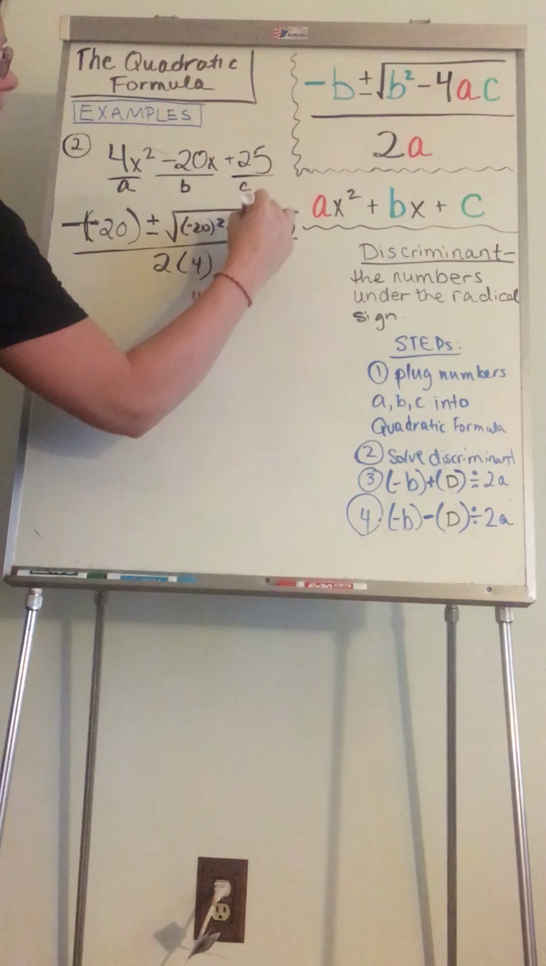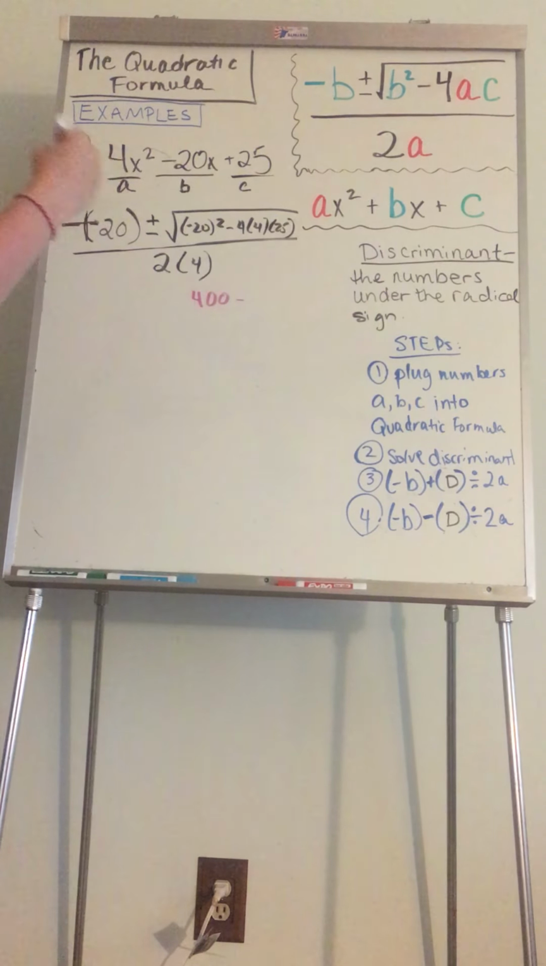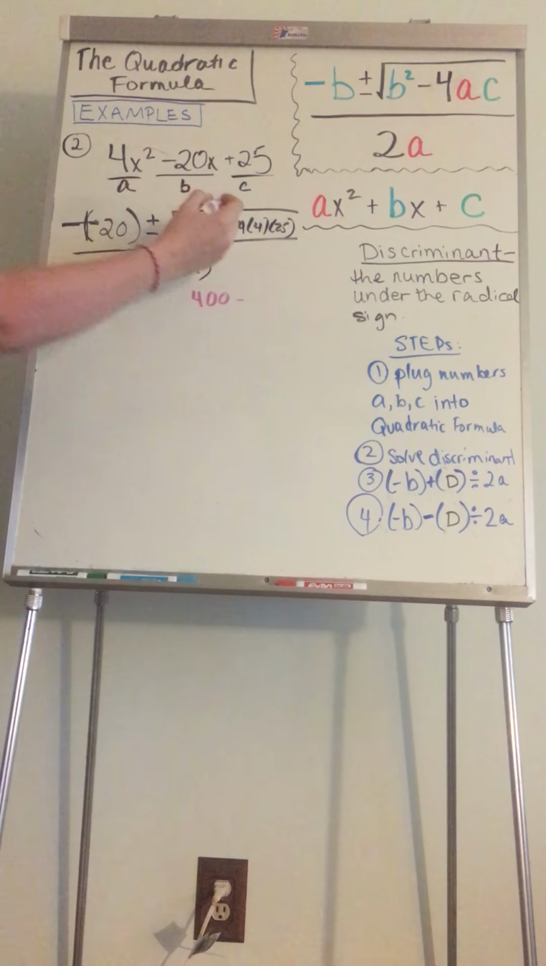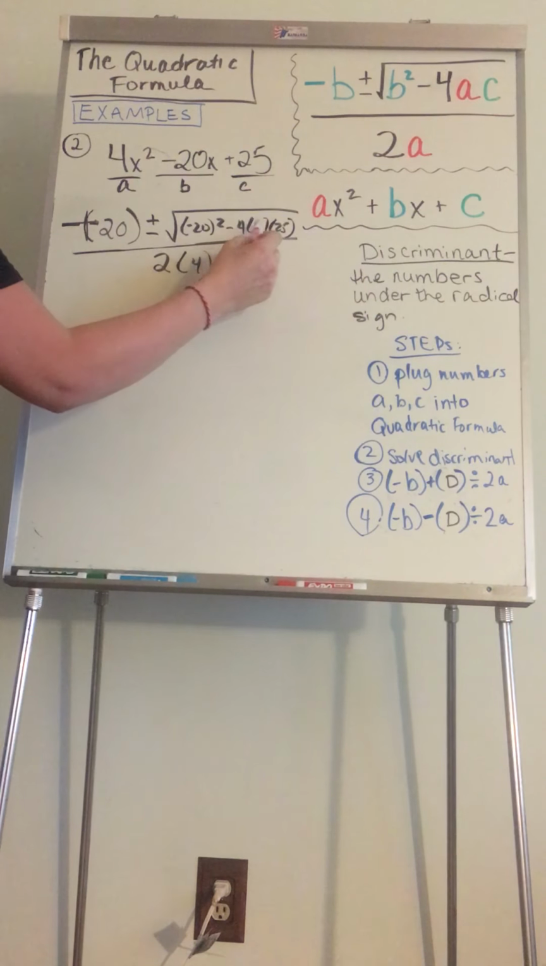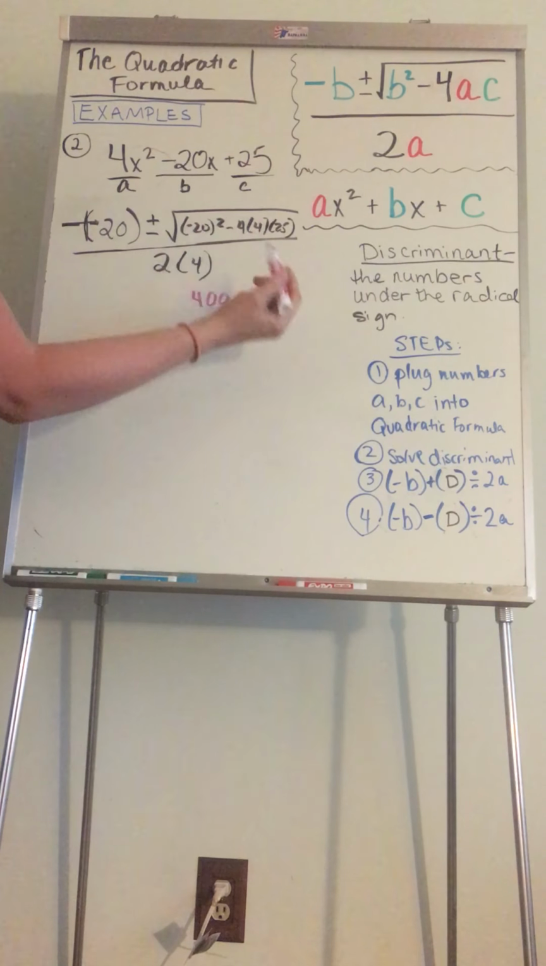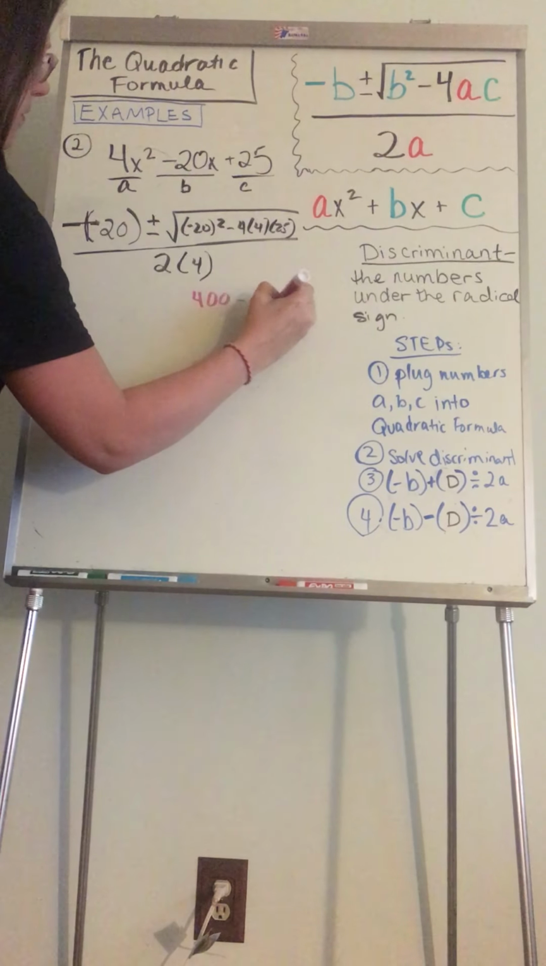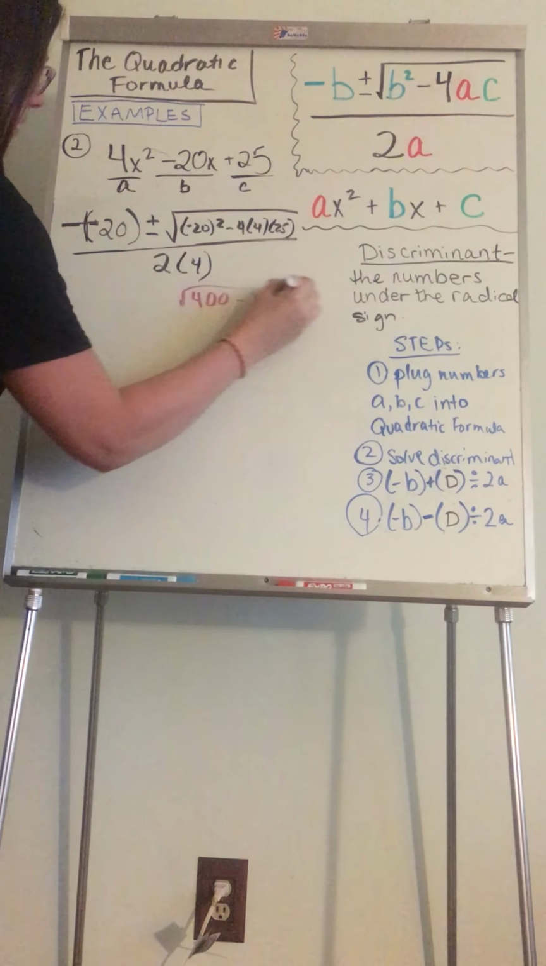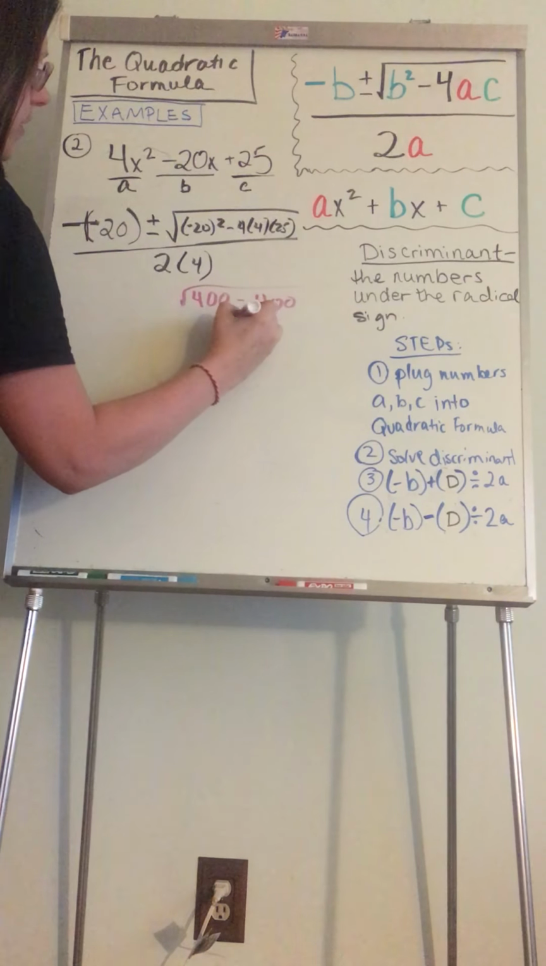Then minus 4 times 4 times 25. Well, I could do 4 times 4, which is 16 times 25. I don't know what that is off the top of my head. So because these are all linked with multiplication, I'm going to do it in a different order. 4 times 25 is 100. 100 times 4 is 400. So I have 400 minus 400. Let's take the square root of that, and it ends up being square root of 0.